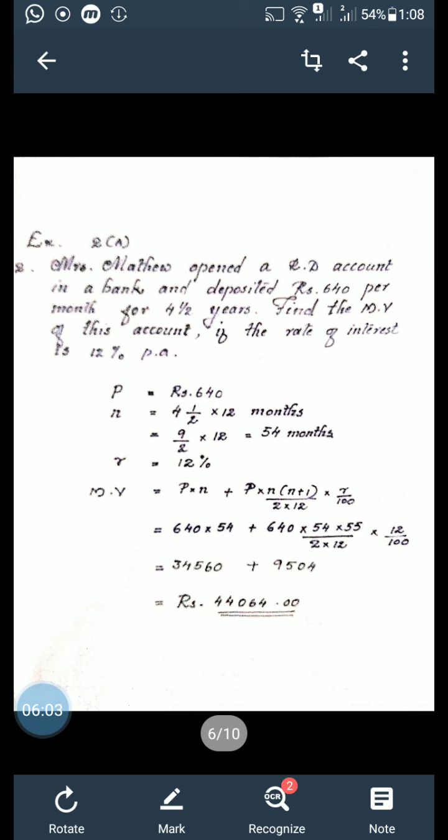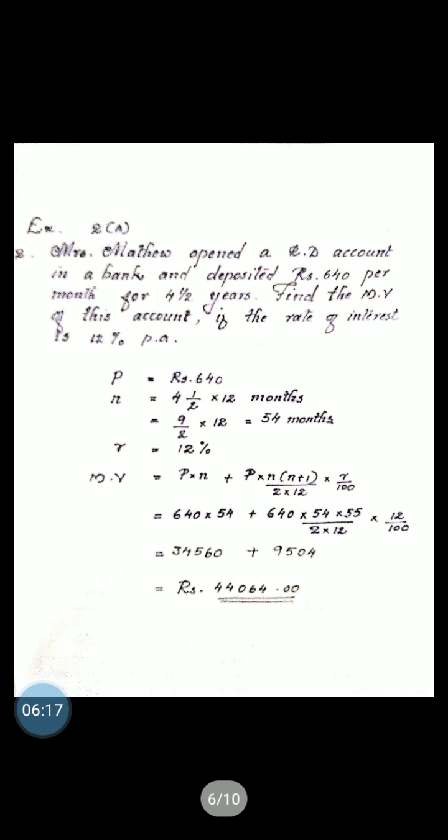Now, we can see what is given here. Principal P is given: deposited rupees 640 per month. So, we can write that P is equal to rupees 640, for 4.5 years. So, the period of time is given in years, but we need N. N is number of months. So, convert these years into months. So, N is equal to 4.5 into 12.